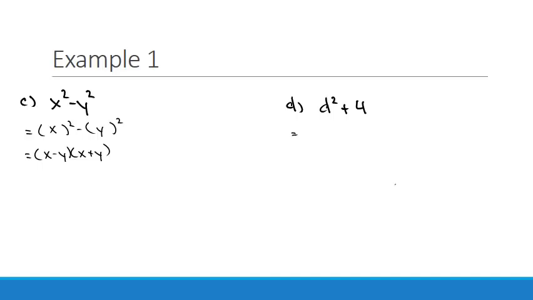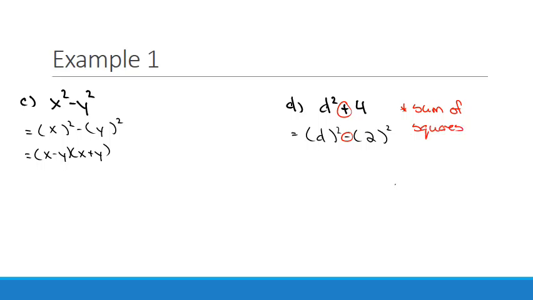Check out D. d squared plus 4. Okay, two terms. What times itself equals d squared? Well, d. And what times itself equals 4? 2. But do you see any other issue with this? Hopefully, you noticed right off the bat there was a plus. It needs to have a subtraction. And if it doesn't have a subtraction, then it is not a difference of squares. This one is actually called a sum of squares, but that's just a name. We're not going to do anything with it.